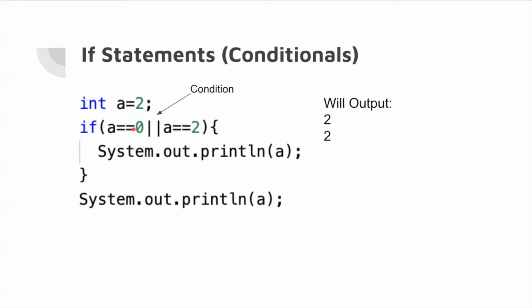All right, so this block of code will output 2 and then 2, because first A is 2. So it tests if this condition is true. The condition is A is equal to 0 or A is equal to 2. That's true. So therefore, this if statement runs. So it prints out 2. All right, and then afterward, it gets here. So it prints out 2 again.